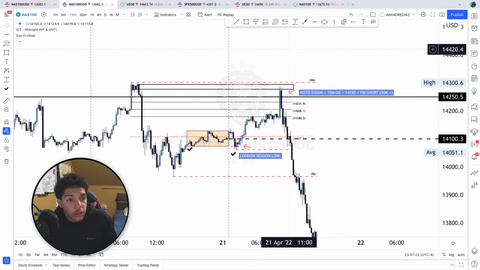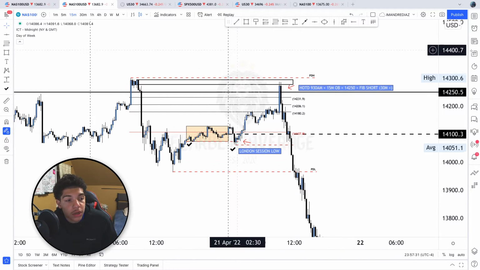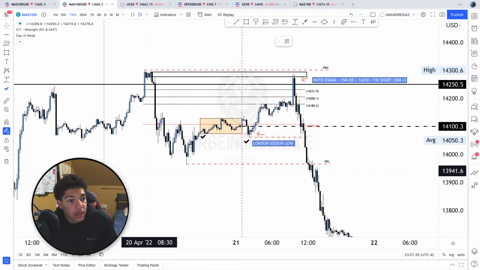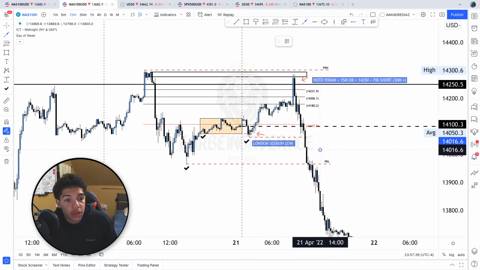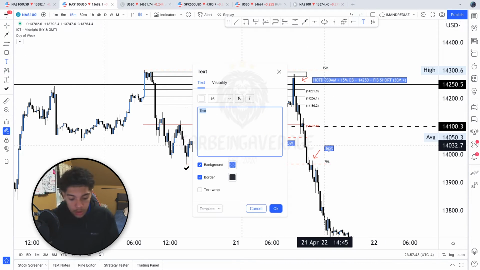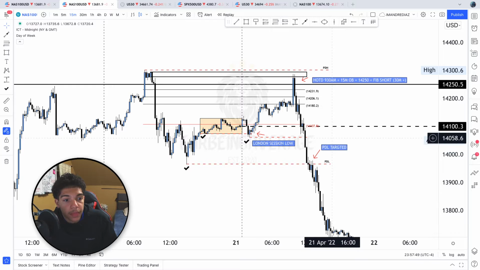Just like that. So we have the high of the day at 9:30 after we rejected the 15-minute order block, came below 14,250, had the fib short on a 30-minute time frame and higher, and from here price expanded, came all the way down, targeted the previous day's low. So right in here we had the previous day's low targeted. We didn't really have any false breaks of that low.